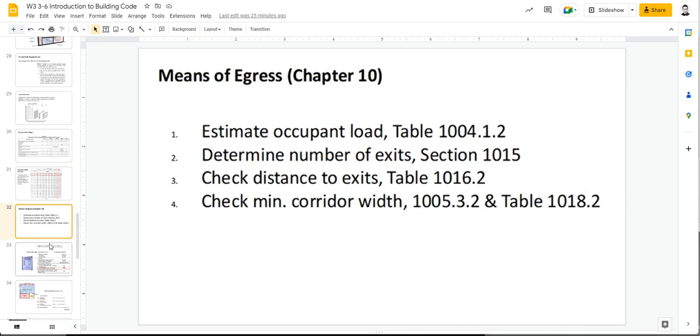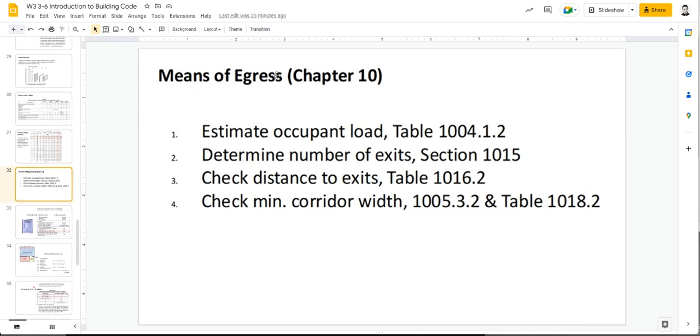The next one is about means of egress. Means of egress is a way out, a way of exiting, and that's mostly in chapter 10. And there are 4 things that you need to know about means of egress. Okay, and they're mostly in chapter 10. Number one, you need to know your occupant load. Number two, you have to know how many exits you need to provide. Number three, the distance between those exits. And number four, how wide the corridors are to exit the building. They're all in chapter 10.